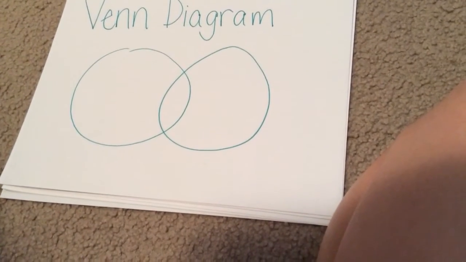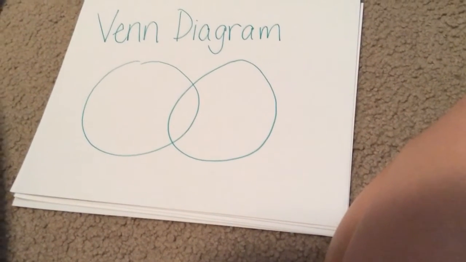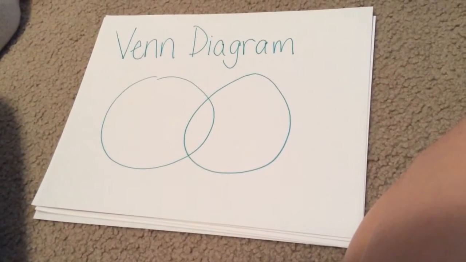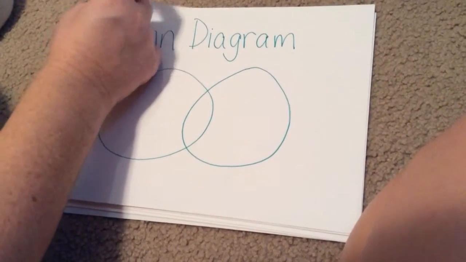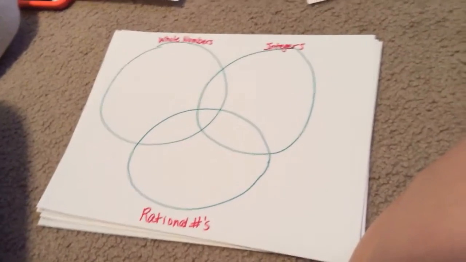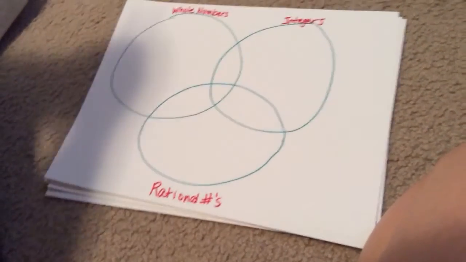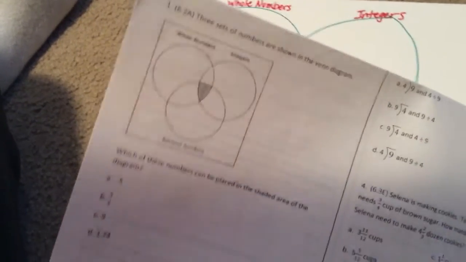One of our standards is to classify rational numbers, whole numbers, and integers using a Venn diagram. Okay, so this is the traditional Venn diagram that we are familiar with. There are two other ones that are used more commonly for this. This is the one that was actually on last year's STAR test and is also on your semester exam last week, right here. This one right there.